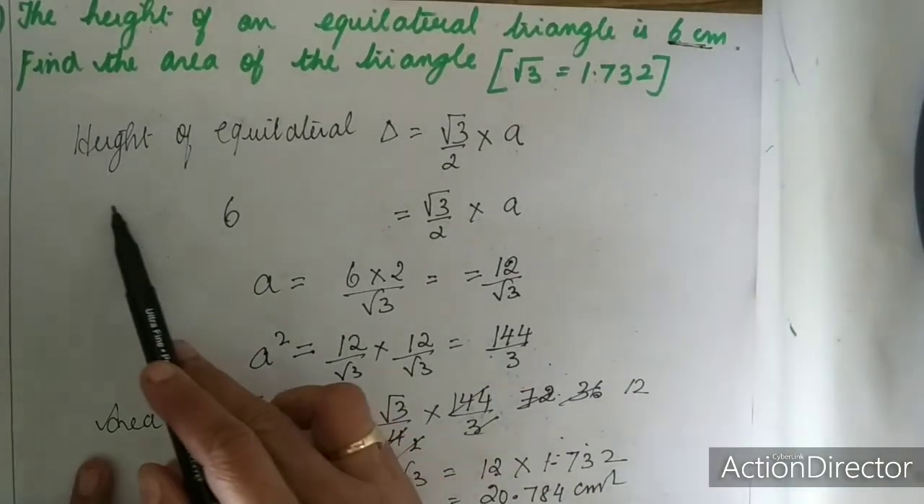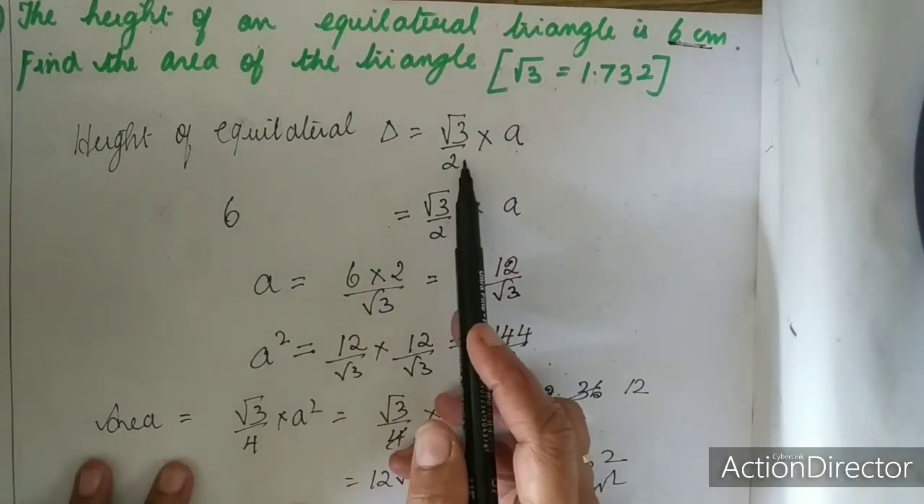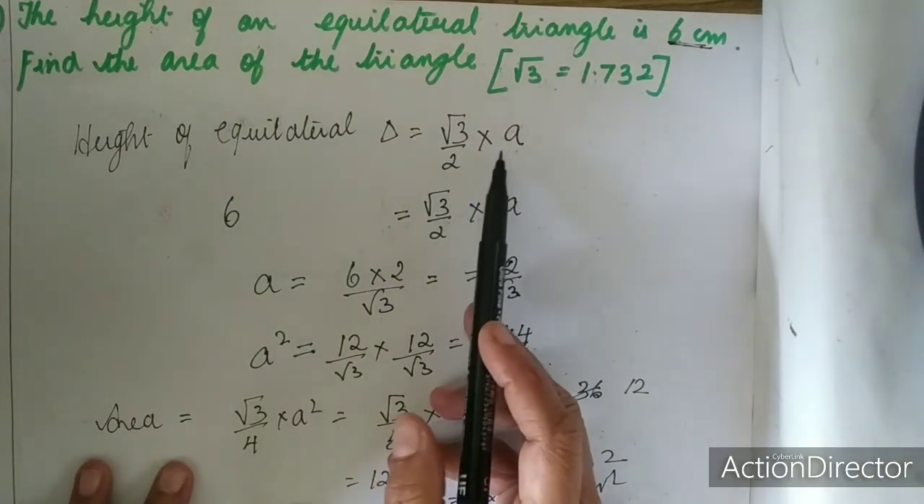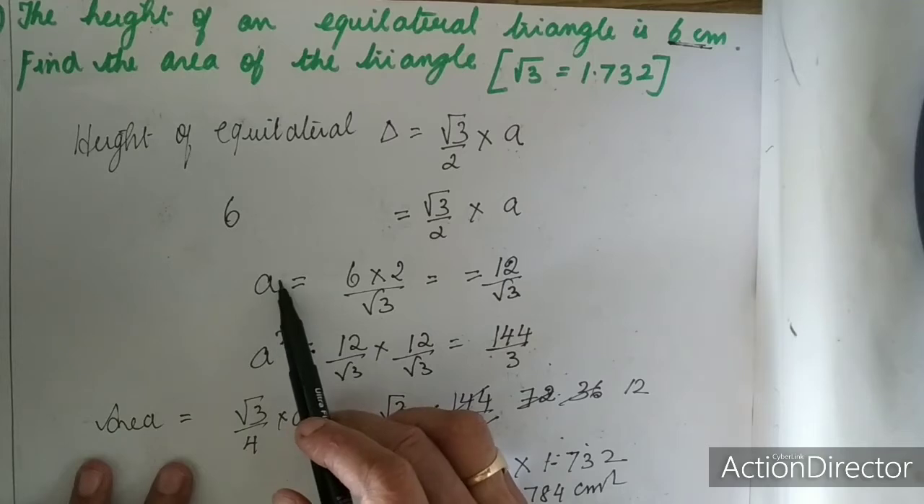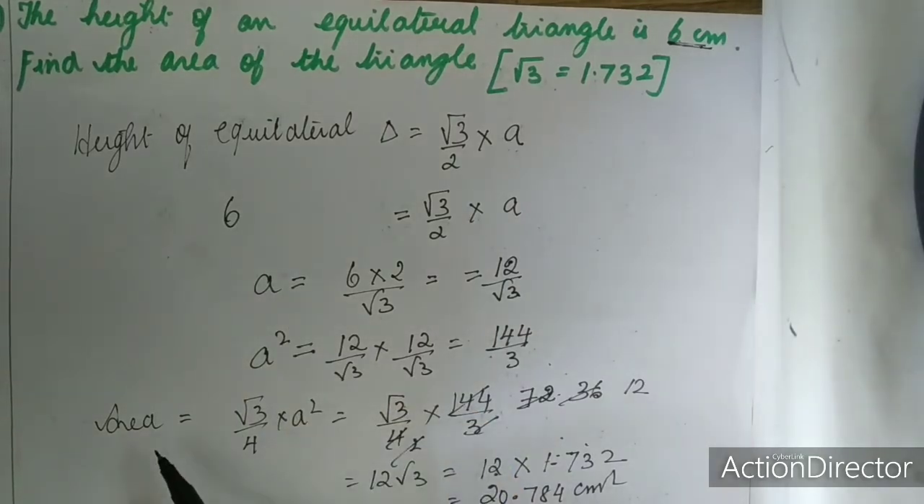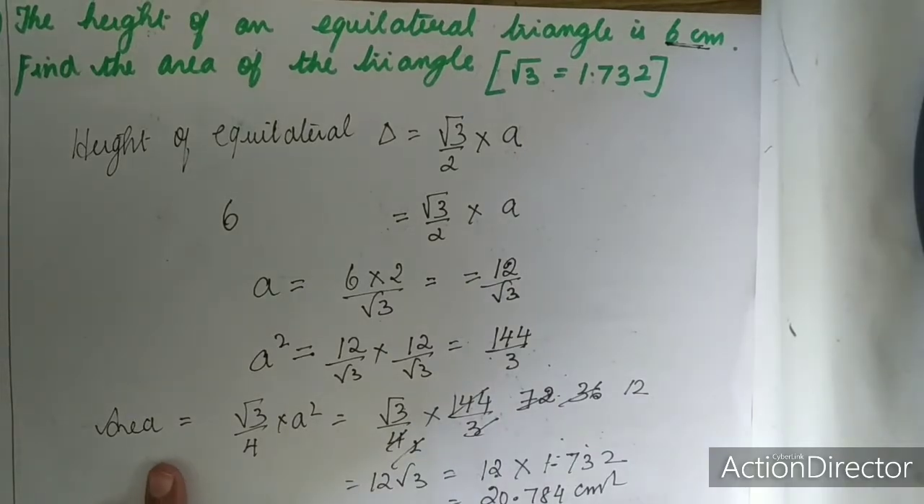So, using the height of the equilateral triangle, root 3 upon 2 into a, very easily you can find the value of a and then find the area of the given triangle. So, you have to read the question carefully.